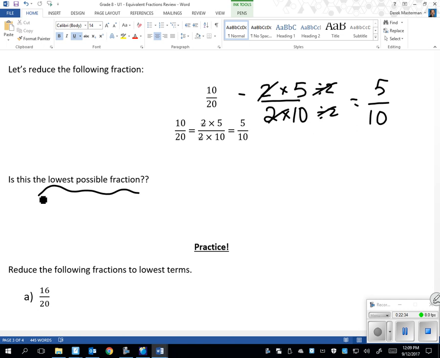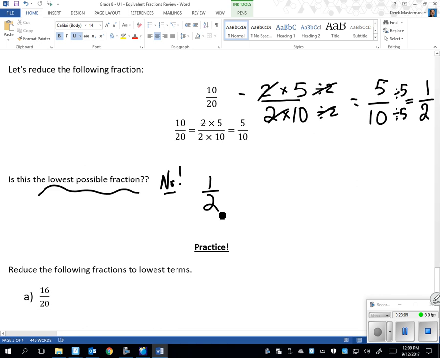What else can I divide the top and the bottom by to make it even smaller? What divides 5 and divides 10? 5. 5 divided by 5. How many 5s fit in 5? 1. So if I divide by 5 again on the top and the bottom, I get 5 divided by 5 is 1. 10 divided by 5 is 2. 2 5s fit inside of 10. So, is this the lowest possible fraction? No, I can go all the way to a half.